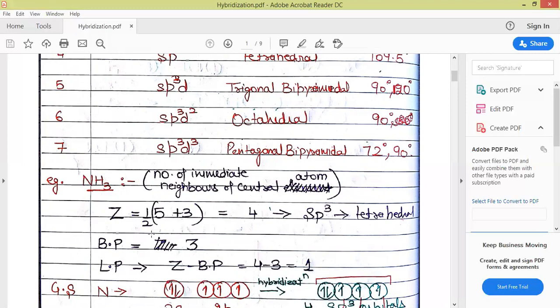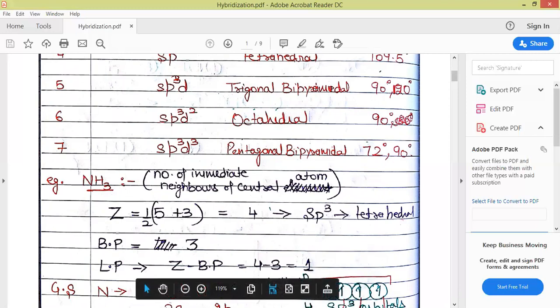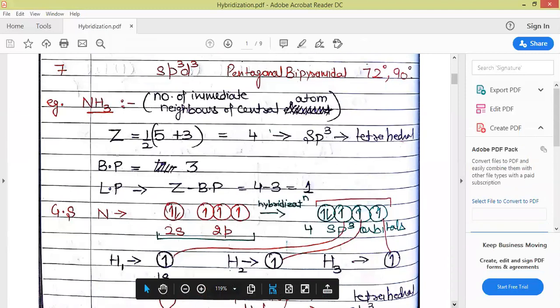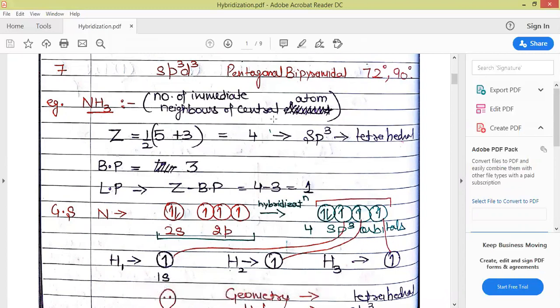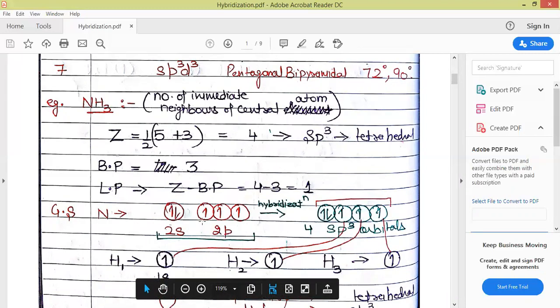Also, the number of bond pairs is 3, as 3 hydrogens are there around nitrogen. And from here we can calculate the number of lone pairs, that is Z minus bond pairs, that is 4 minus 3. So lone pair is going to be 1. Now we'll write the ground state electronic configuration for the central atom, that is for the valence shell, that is 2s2 and 2p3. This is the electronic configuration.